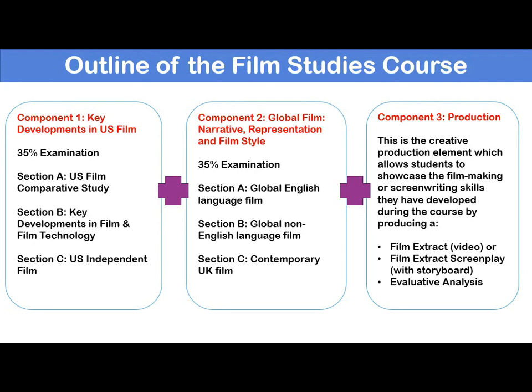Component 3 is the creative production element, which allows students to showcase the filmmaking or screenwriting skills they've developed during the course by producing either a film extract, so a video, or a film extract screenplay with storyboard and an evaluative analysis.